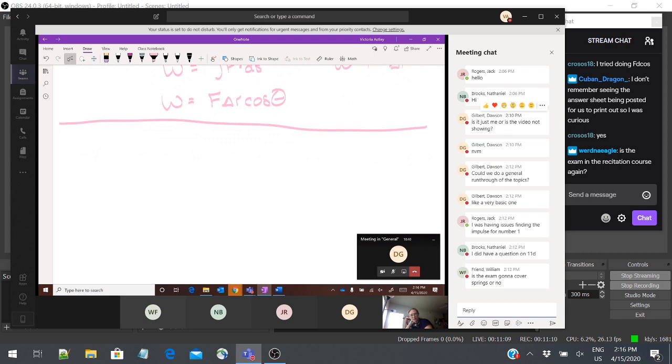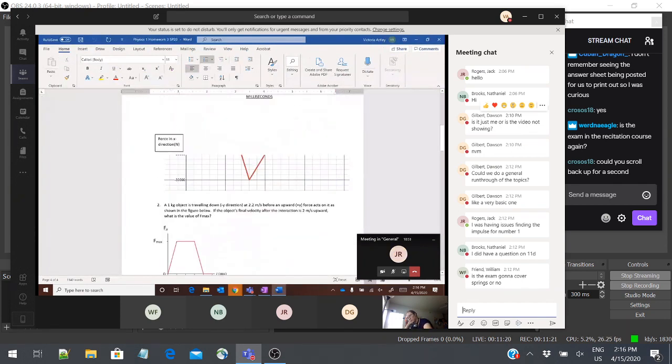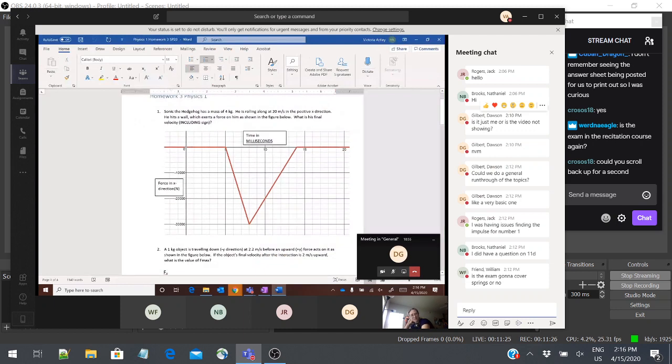All right, so Jack said you were having issues finding impulse for number 1. Number 1 is a graph. So generally, what do we do with graphs?